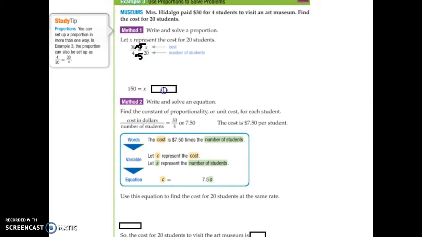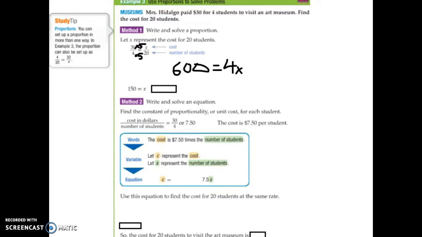Let's see if I'm right. There it is. We could go through and cross multiply. 30 times 20 is 600. 600 equals 4x, but it'll still give me the same answer. Take 600 divided by 4, and you get 150.